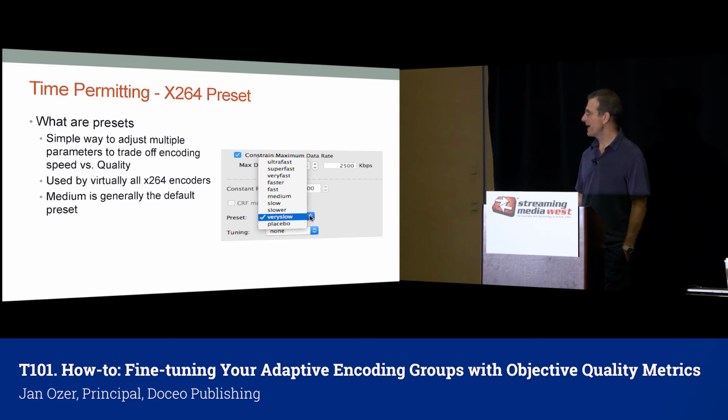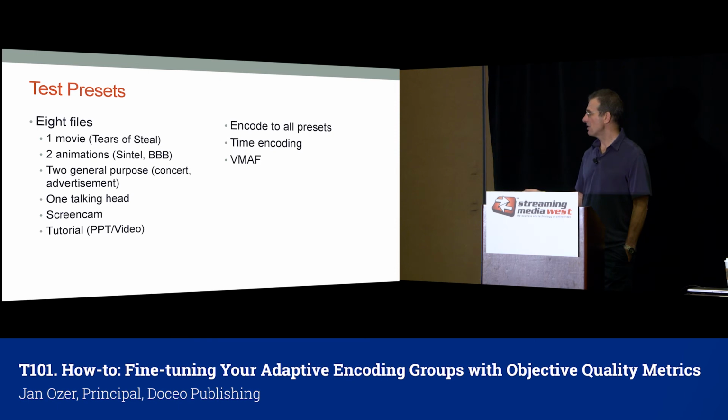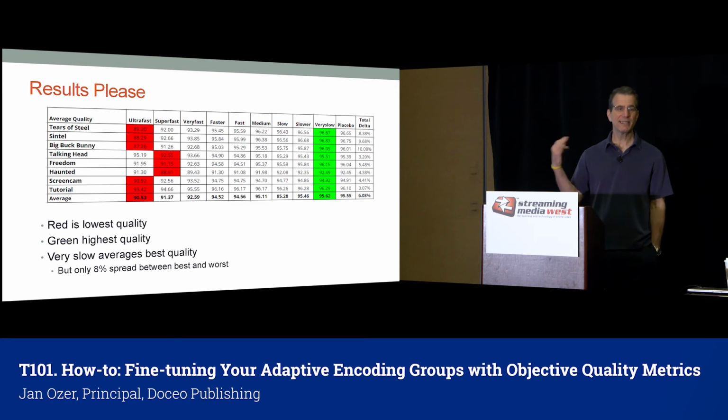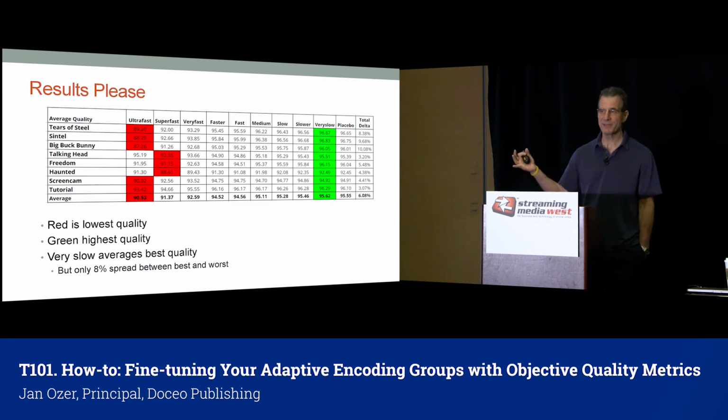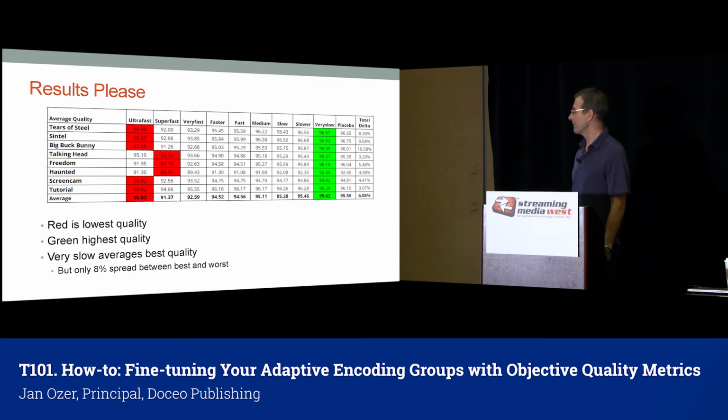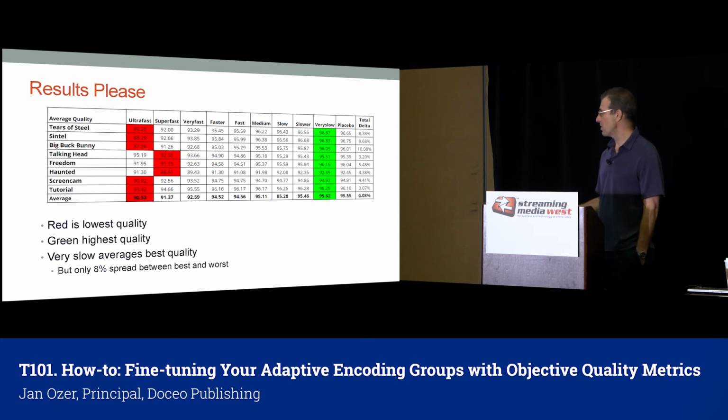Again, I looked at the same 8 files, encoded to all the different presets, measured the encoding time, and then the VMAF score. And here's the results. Red is always bad, green is always good. And we see that with x264, placebo doesn't give you the best quality, very slow gives you the best quality. So that's one of these instances where it's like, well, holy cow, it doesn't make sense to use placebo because not only is it 3 times longer, it's actually slightly lower quality. And then ultrafast and superfast down here, they're the red. Obviously, they're going to give you the lowest quality.